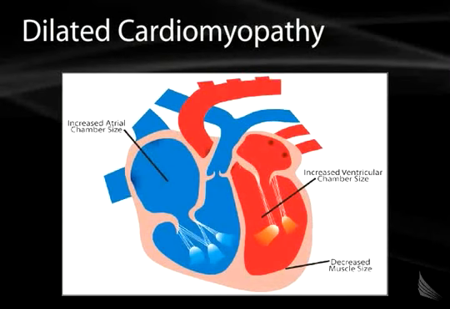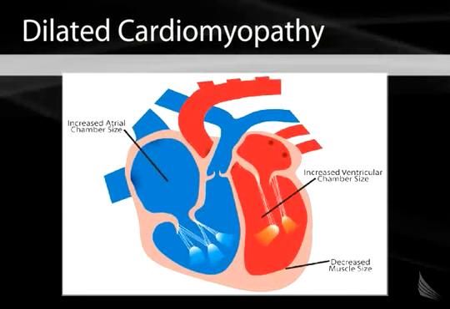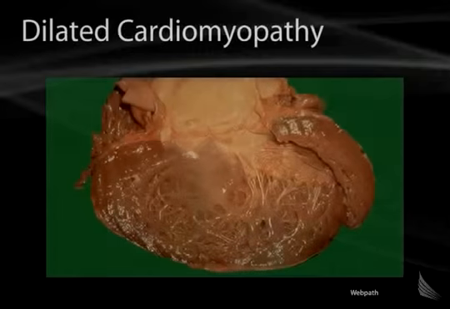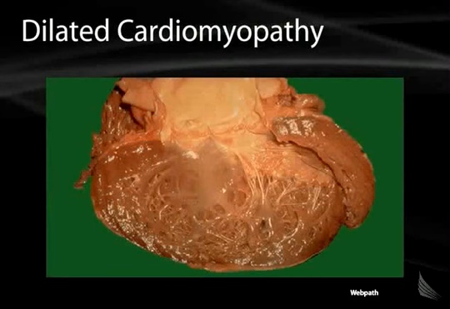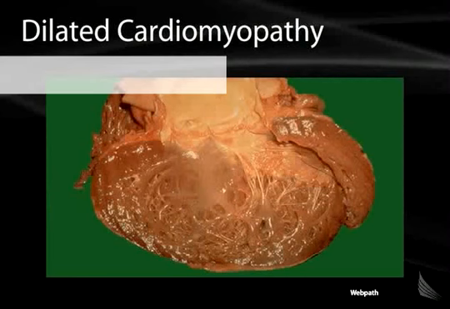Here you can appreciate the increased ventricular chamber size, thinned out ventricle, and increased atrial chamber size in the setting of a dilated cardiomyopathy. And here on gross, again, a thinned out ventricle, dilated with respect to both the ventricles and the atria.